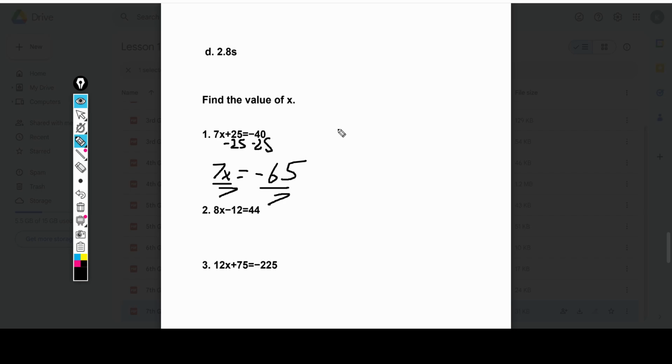And then what do you get? Well, negative 65 over 7 does not turn out to be a whole number or an integer. So we'll just leave it like that. Negative 65 over 7. If you want to express it as a mixed fraction, it will be negative. What's the largest multiple of 7 that fits in 65? That will be 9. And then you'll have 2 7ths left, because 9 times 7 is 63. So negative 9 and 2 7ths.